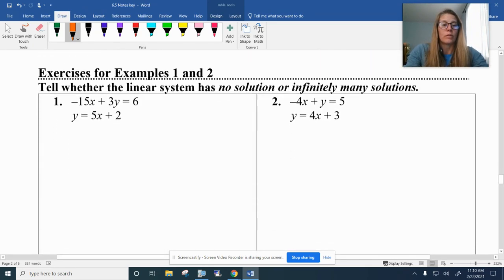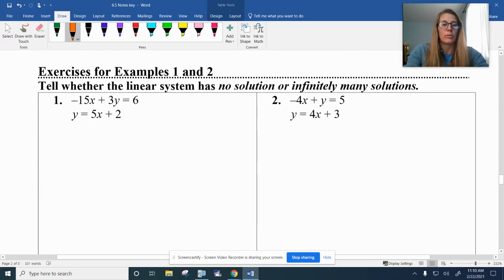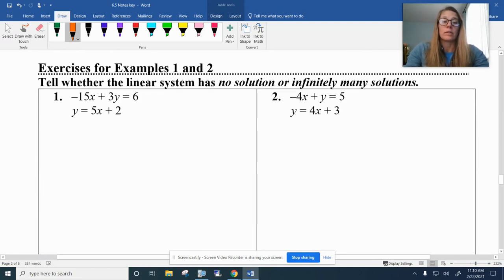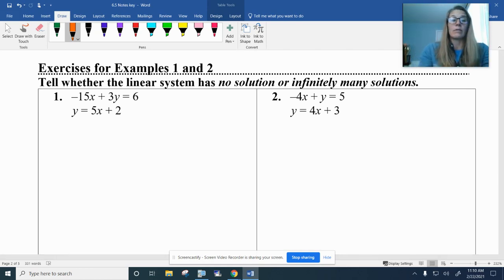All right, so then the examples here tell whether the linear system has no solution or infinitely many, and we're just going to do it by whatever method. Now, these would be good options to do substitution since the y is already by itself, or to just get the two equations into y equals format and just kind of look at them. So I'll do both options, right? So for the first one here, I'm going to do substitution.